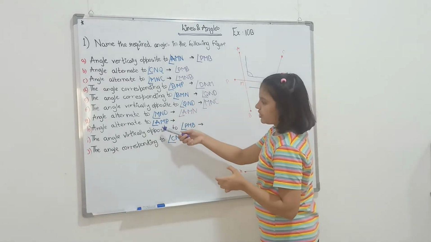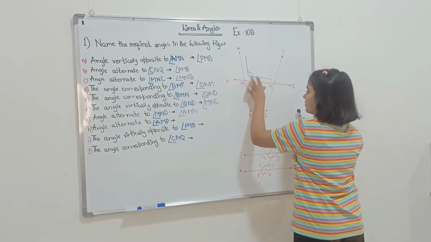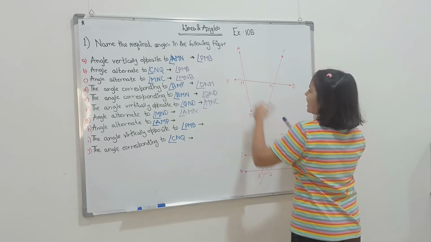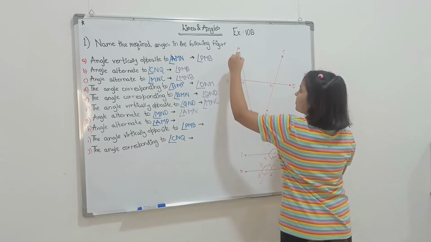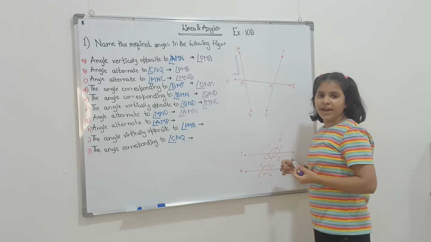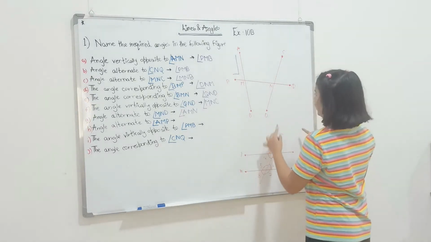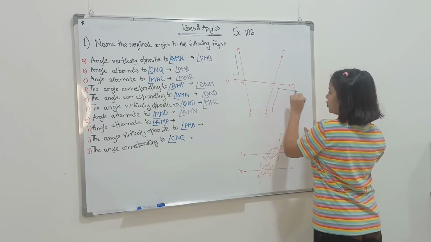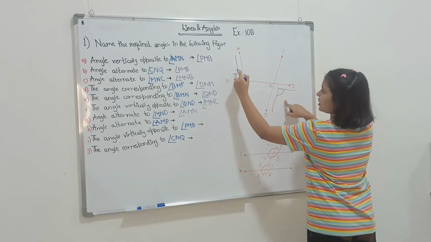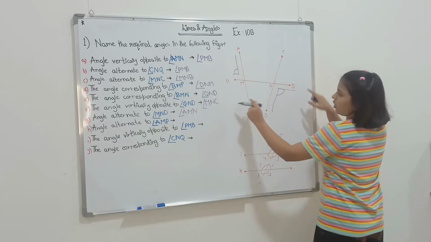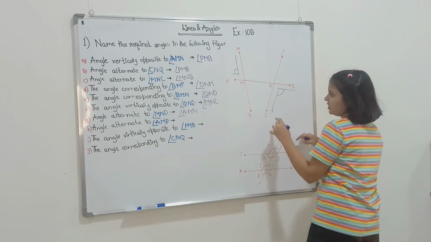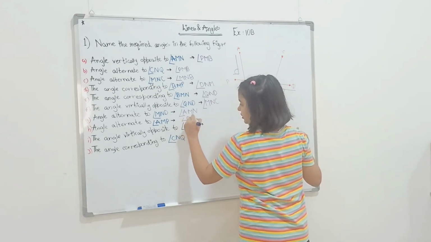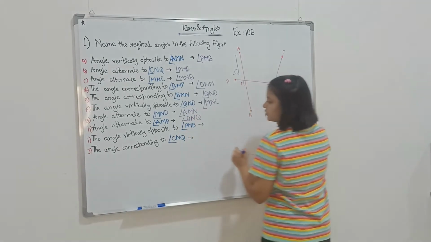Next is angle alternate to AMP. So now we have to find the alternate of angle AMP. The alternate angle will be angle D and Q. So these two are alternate and then these two will be alternate. So our answer will be angle D and Q.